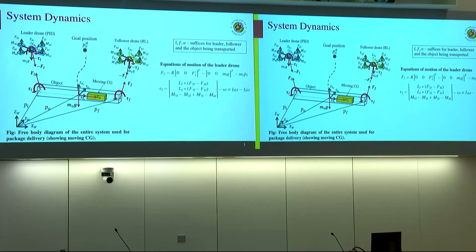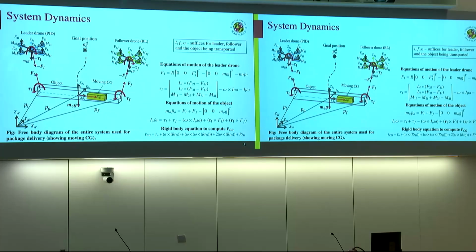There are four thrusting forces of the drone, and the net force is shown by capital F and small tau. And then once you have all these forces acting on the payload due to the drones and due to the weight, you can write down the equations of motion of the leader drone and similarly for the follower drone. And then the equations of motion of the object, the entire object. How many forces are there on the object? The weight of the object, the CG forces. And then you have the rigid body equation to compute the final acceleration of the CG.